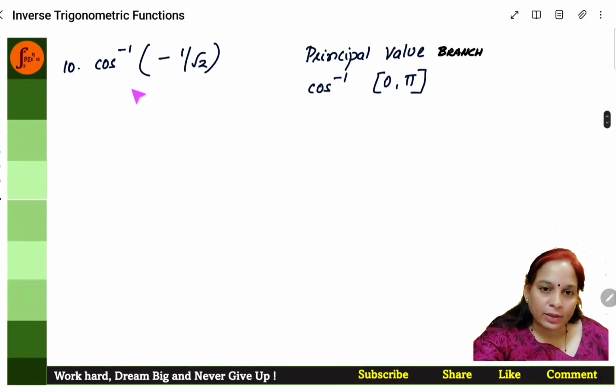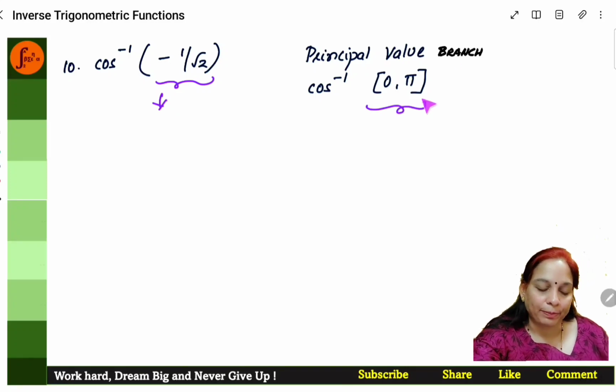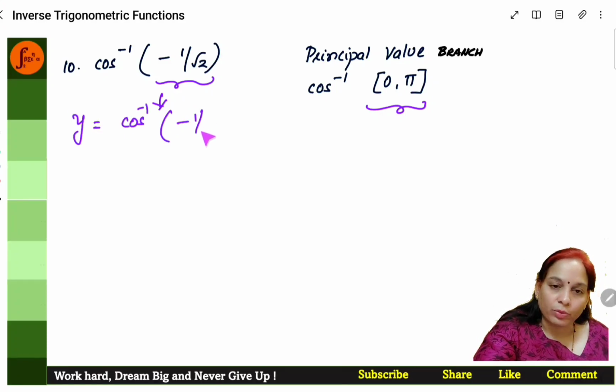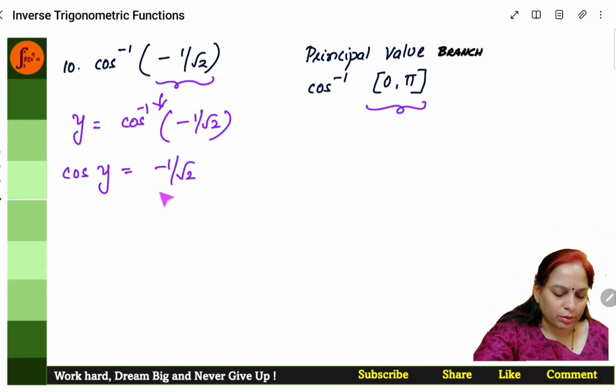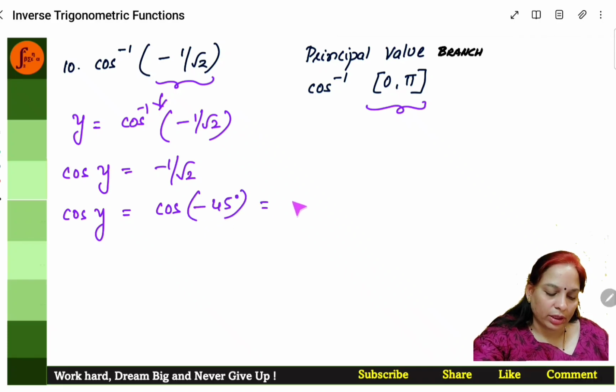Now let's take the 10th problem: cos inverse of minus 1 by root 2. Now there is a negative value, notice this. The principal value branch for cos is 0 to pi. So y is equal to cos inverse of minus 1 by root 2, which means cos y is equal to minus 1 by root 2. 1 by root 2 is nothing but cos 45, right? And we have minus, so this is cos of minus 45 degrees, or I can say cos of minus pi by 4.